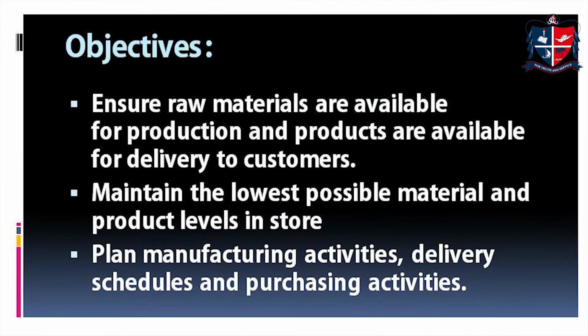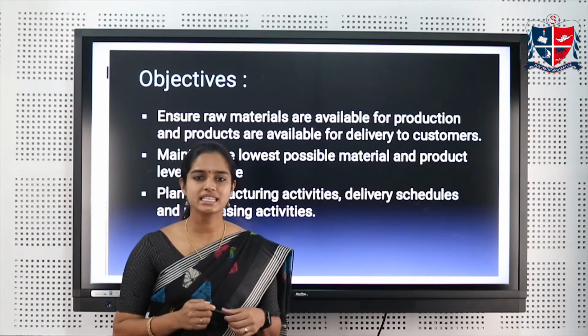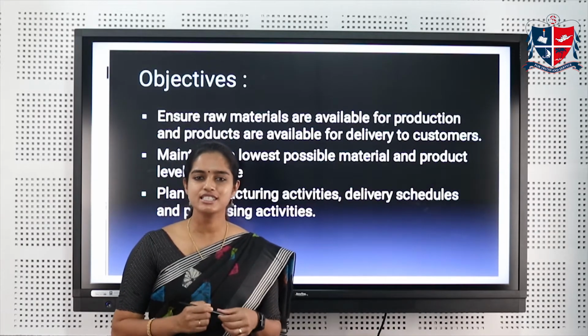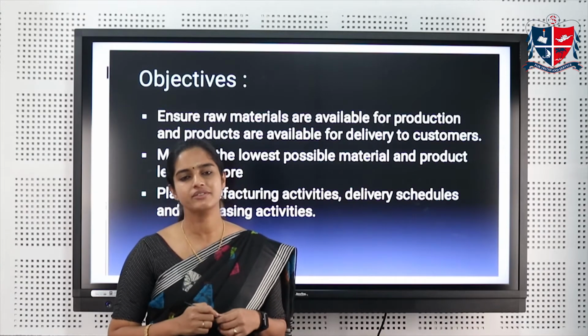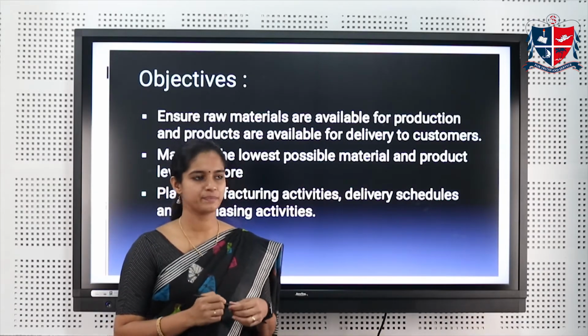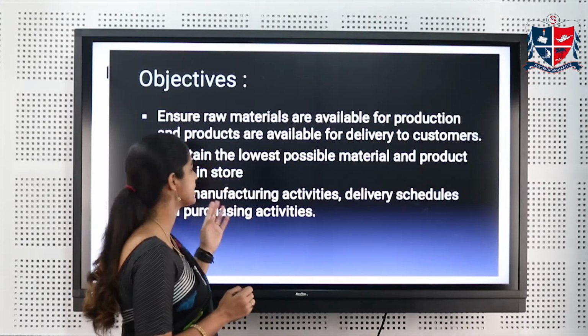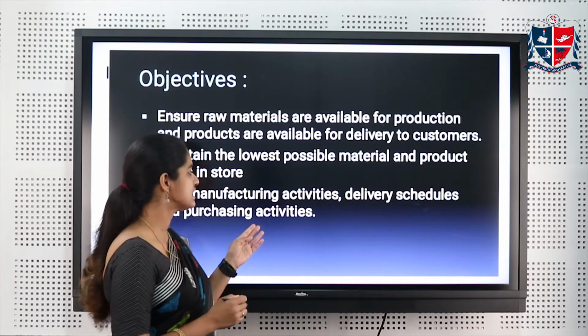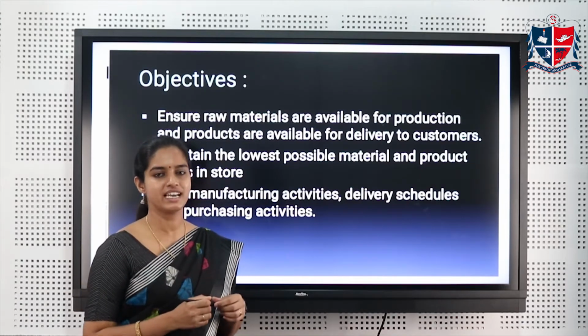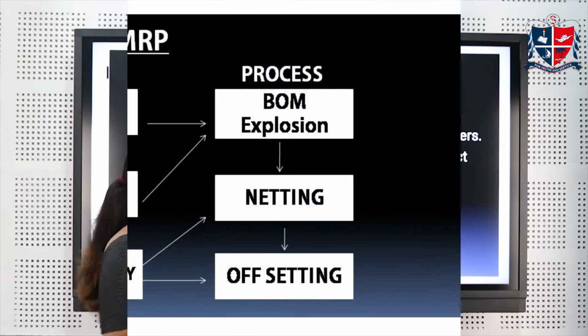Coming to the objectives of material requirement planning. Material requirement planning has basically three objectives. The first one is availability. If you say availability, it is just to ensure that the raw materials are available for production and the product is ready for the final delivery. The second one is maintaining the lowest possible materials and product levels in the store. And the third one is the planning of the activities of manufacturing, production as well as delivery.